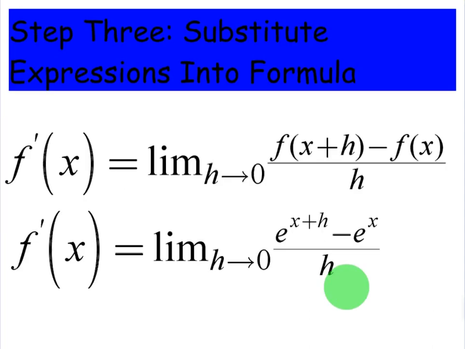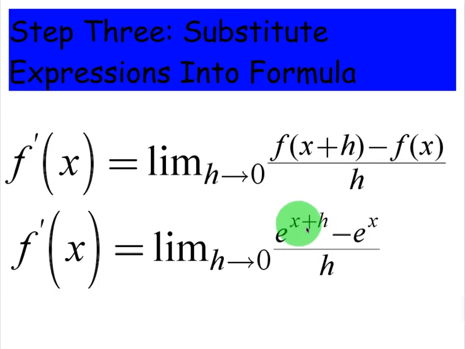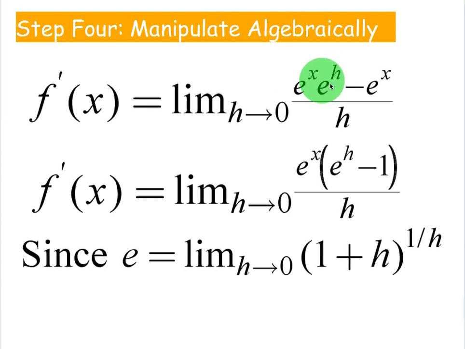The first thing we're going to do is notice that you can rewrite e to the x plus h as e to the x times e to the h. Why? Because if you multiply like bases, you add the exponents. So that will become e to the x plus h. We're doing the reverse though, so we're going to split it up into e to the x times e to the h. So now we can pull out an e to the x because both terms have an e to the x. When we pull out an e to the x, we're left with e to the h minus 1. Here's where things get interesting.